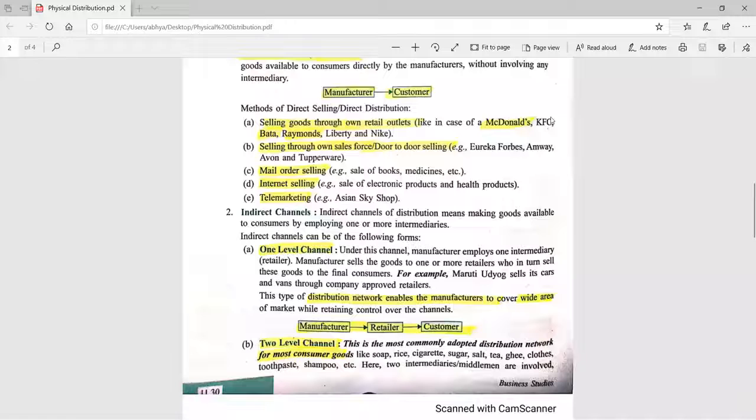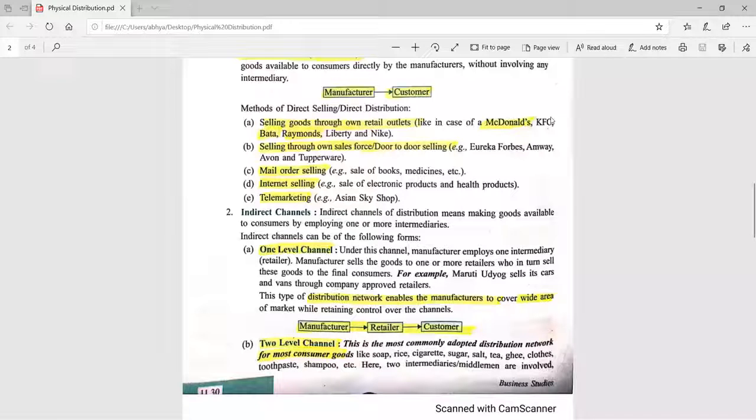Telemarketing is also a zero level channel. The manufacturers are advertising their products on TV like Asian Sky Shop, Naaptol, etc. You can see on many TV channels, particularly used by Airtel or Tata Sky or other TV dish providers, that they are doing telemarketing. They advertise their products and consumers call them and can buy the product. So these are the 5 methods by which you can do direct selling to the consumers.